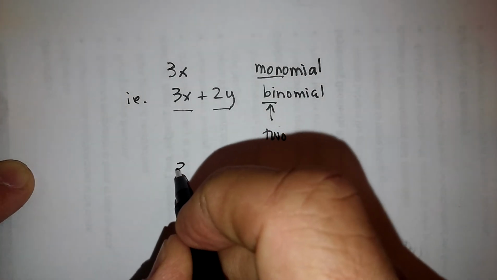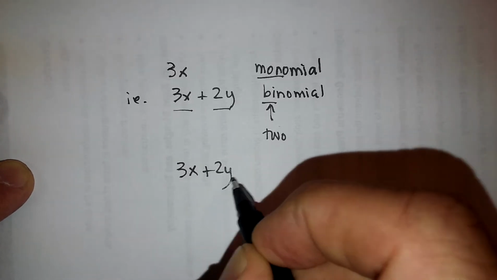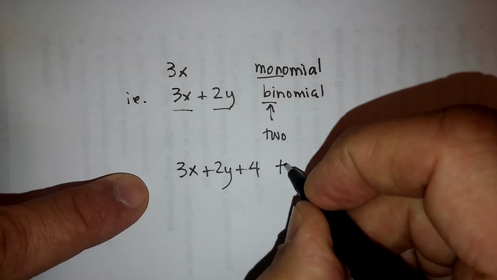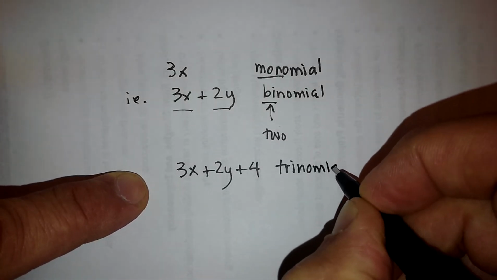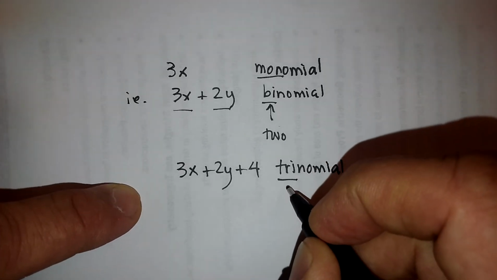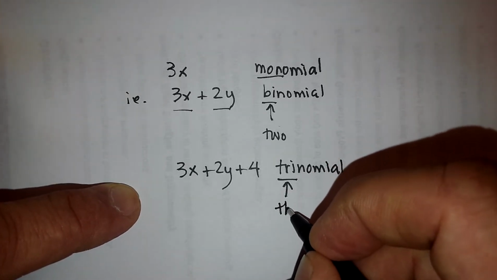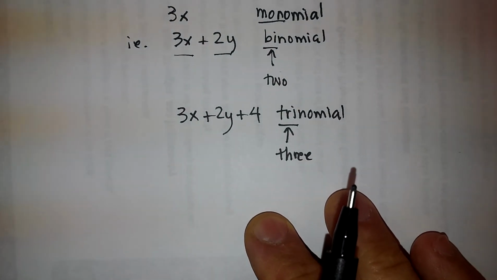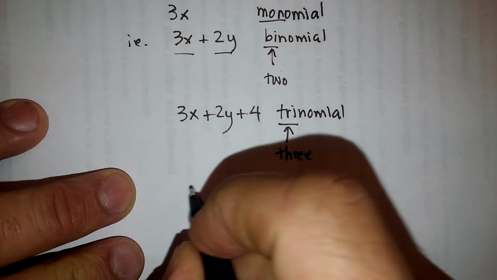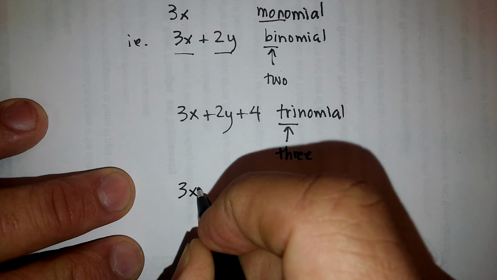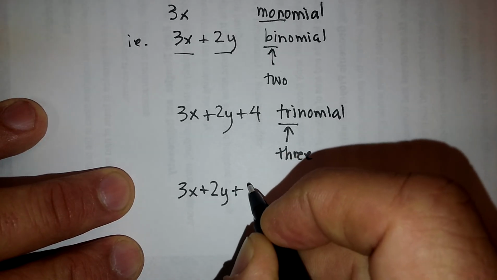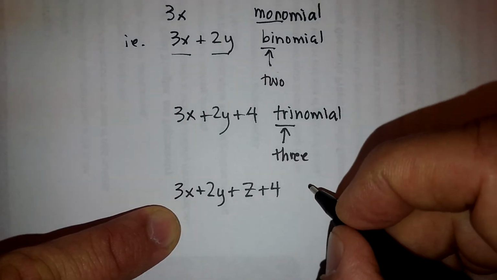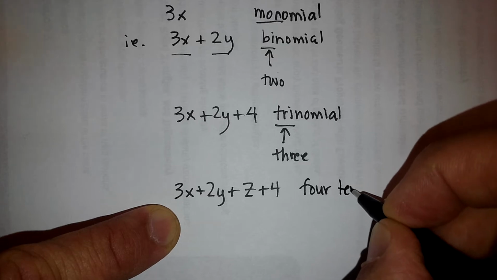Okay, let's go to 3x plus 2y plus 4. That would be a trinomial. Again, the word tri meaning 3. And finally, after that, let's put another term in there. So let's do something like 3x plus 2y plus z plus 4. We're going to call this a 4-term polynomial.